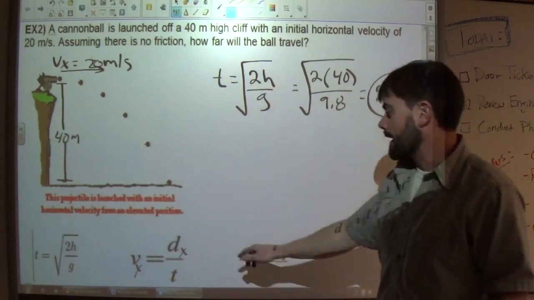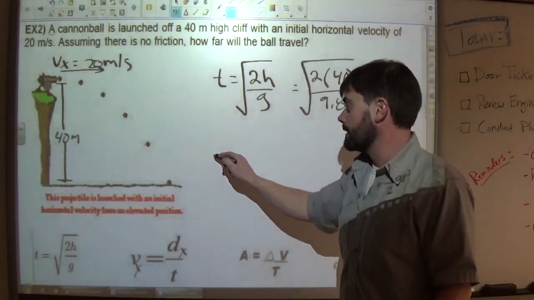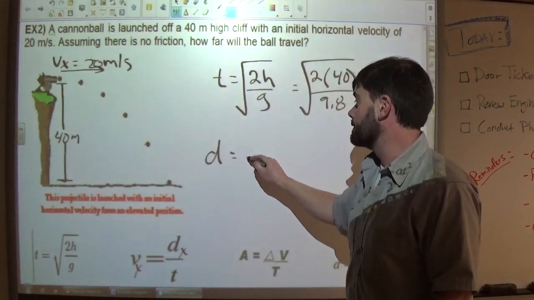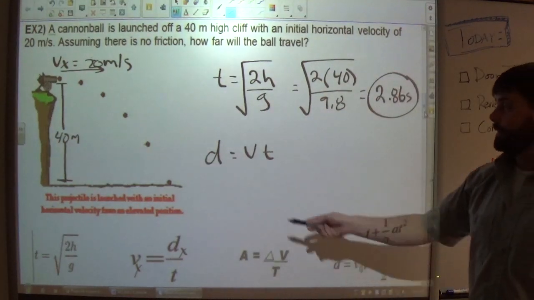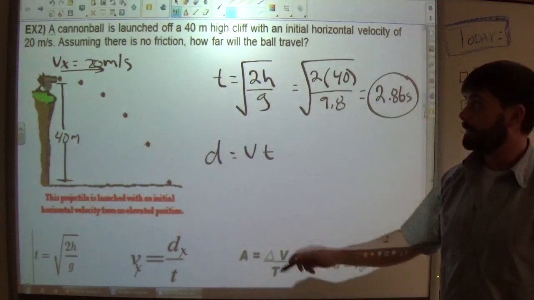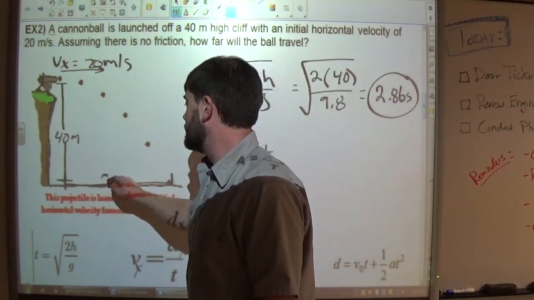Our equation for velocity is distance divided by time. Therefore, to figure out distance, you simply do velocity multiplied by time. Well, the distance could be vertical or horizontal. In this situation, we're talking about the d of x, which is here.